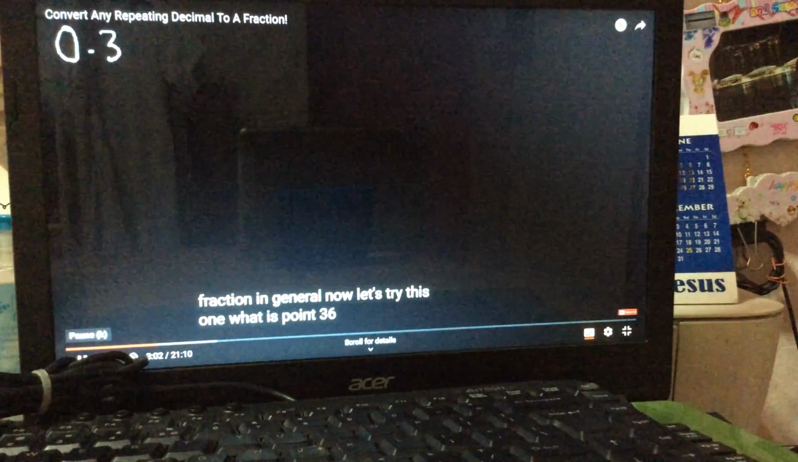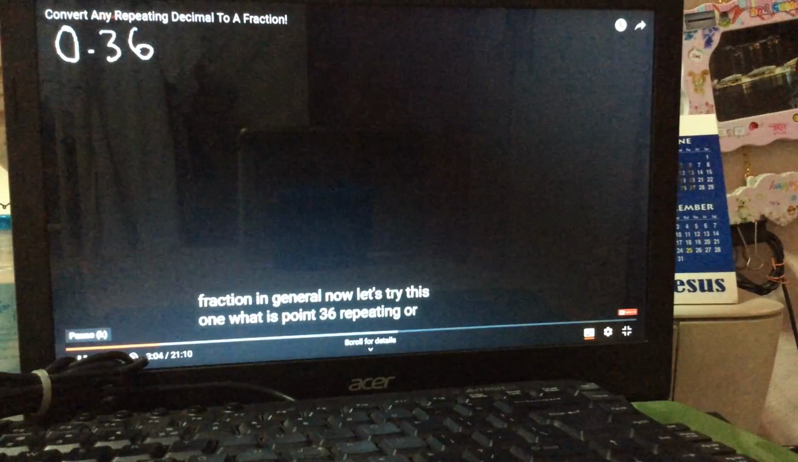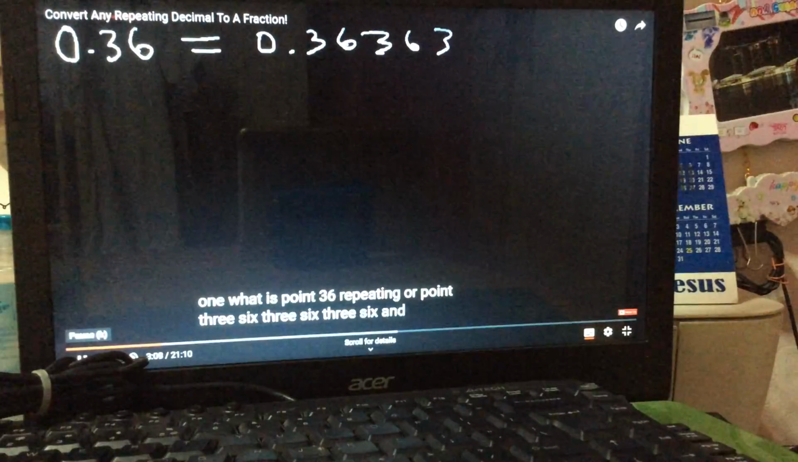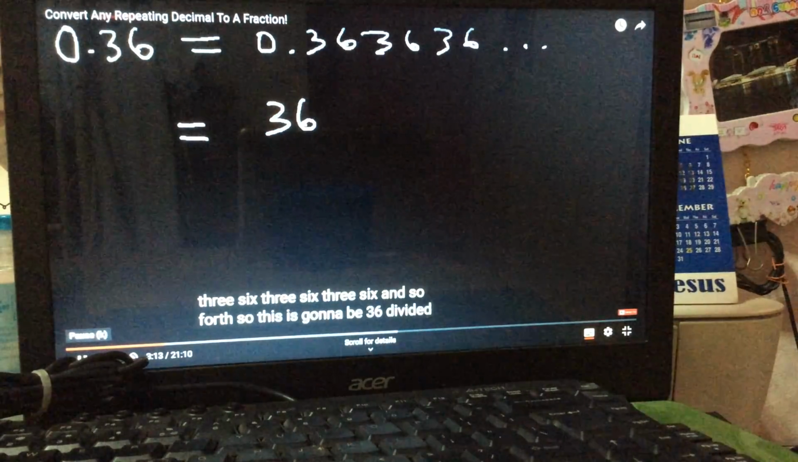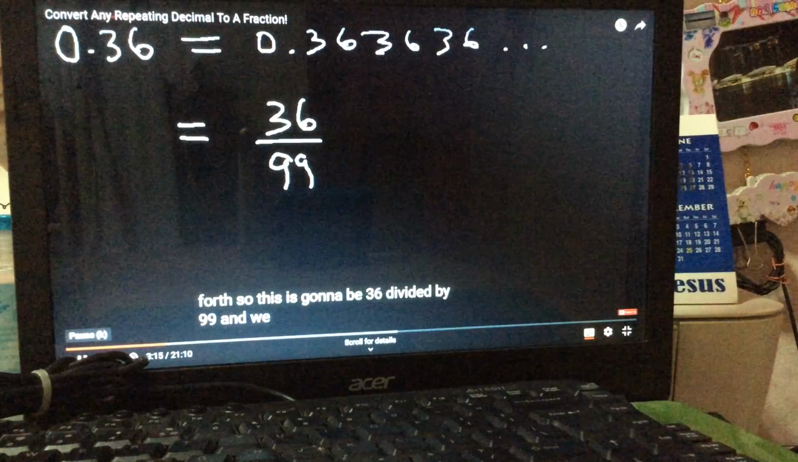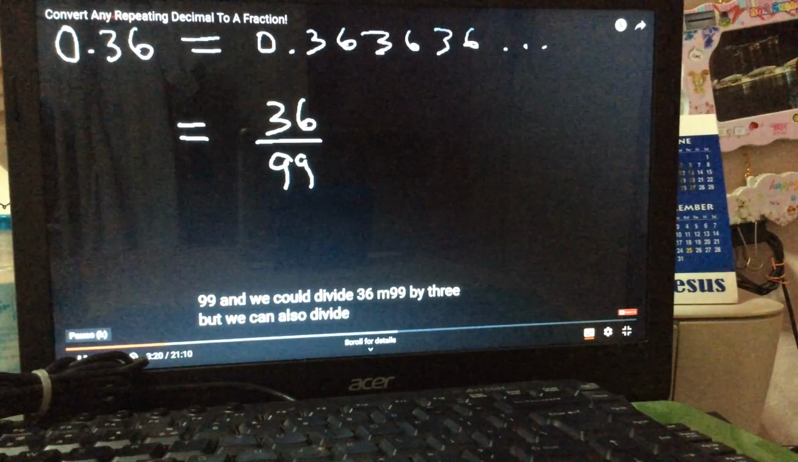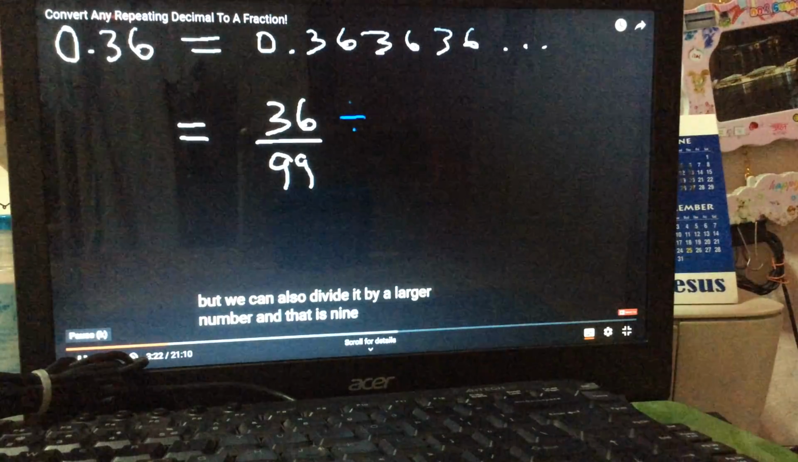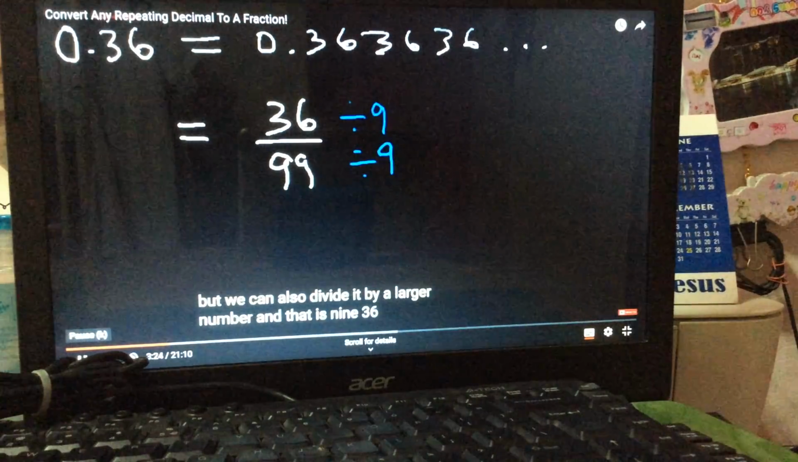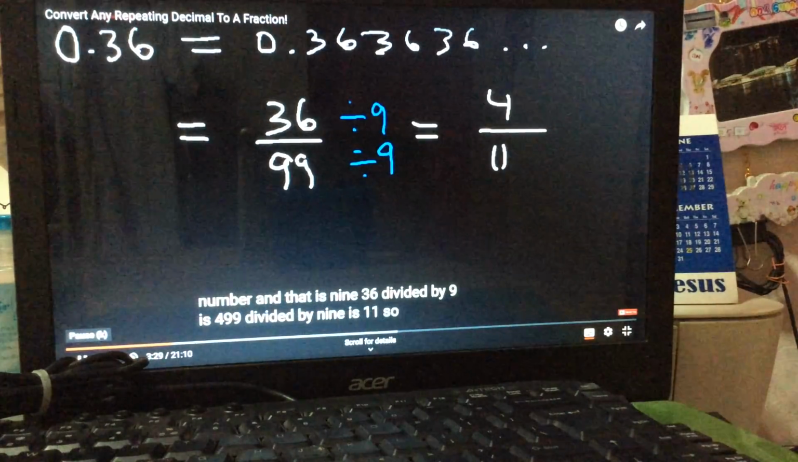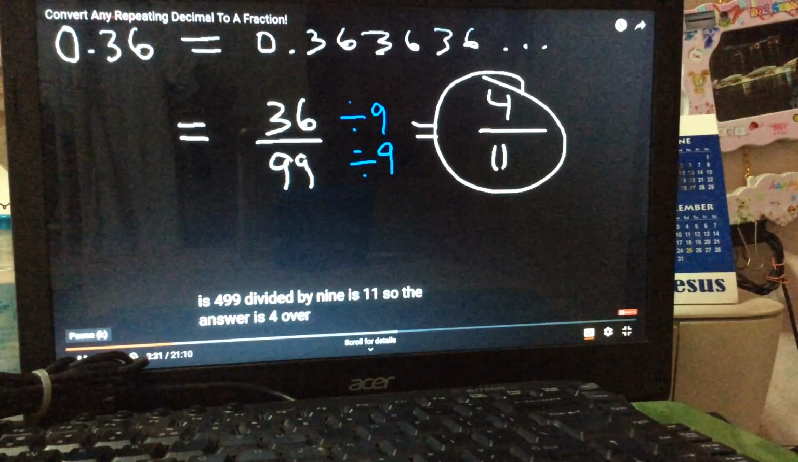Now let's try this one. What is 0.36 repeating? Or 0.363636, and so forth. So this is going to be 36 divided by 99. And we could divide 36 and 99 by 3, but we can also divide it by a larger number, and that is 9. 36 divided by 9 is 4. 99 divided by 9 is 11. So the answer is 4 over 11.